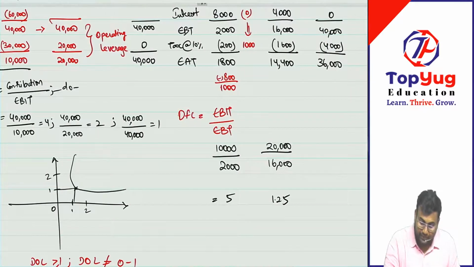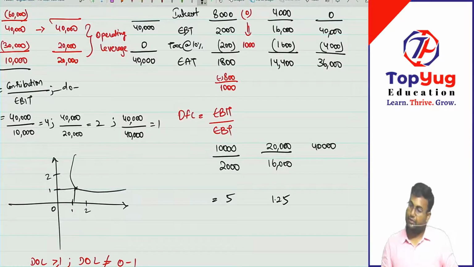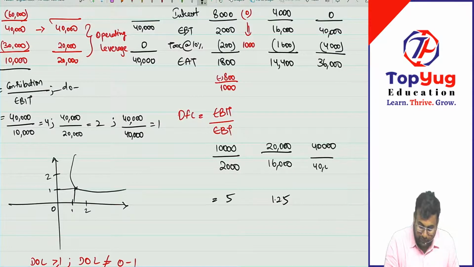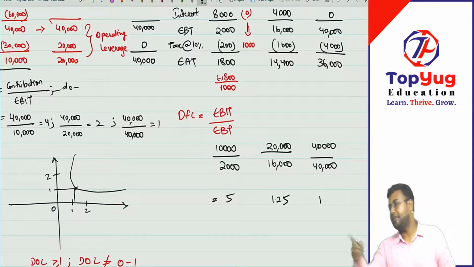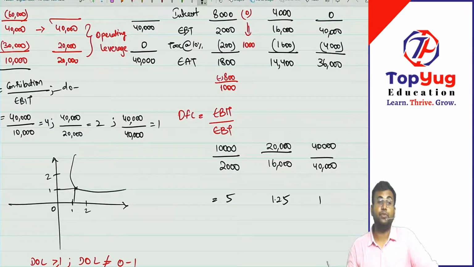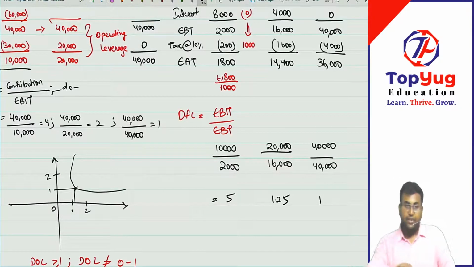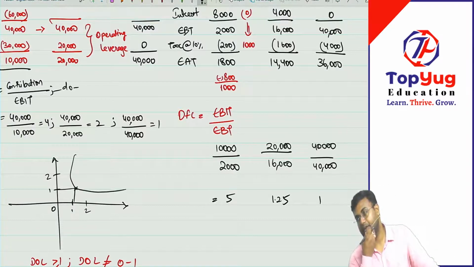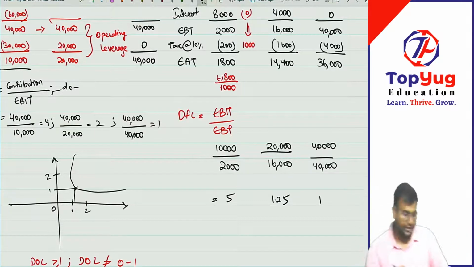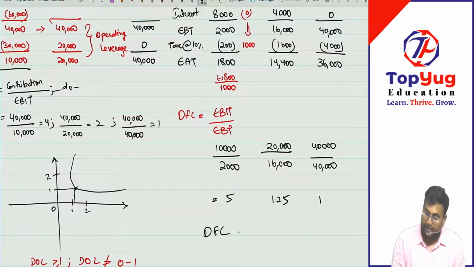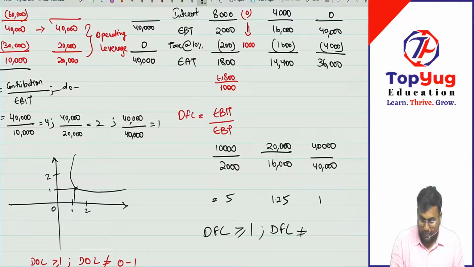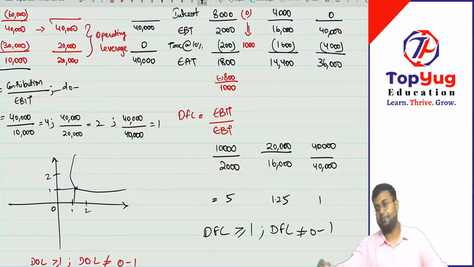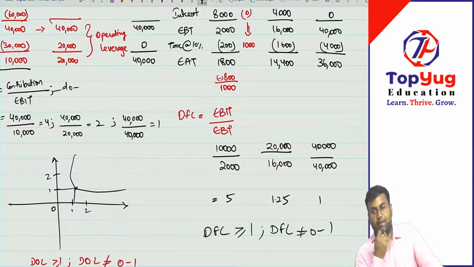So how much? Now next year what is happening? 40,000. Yes. Divided by what? 40,000. How much is it? 1. Same rule. Can you reduce it beyond 1? No. Again same thing. DFL will be greater than or at least equal to 1, and DFL will not be between 0 and 1. Done. Are we all good here?